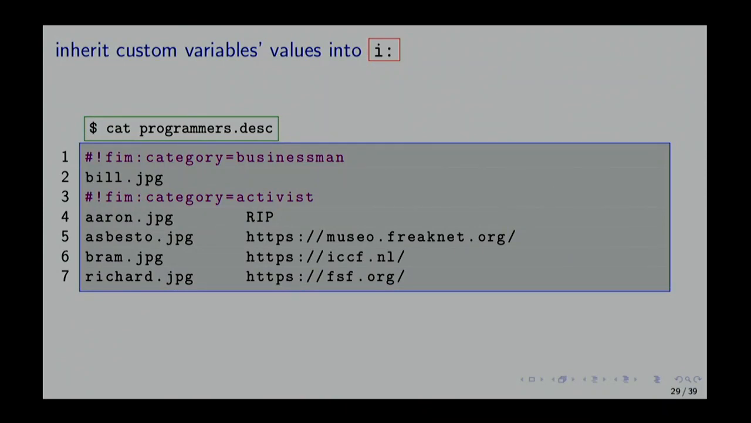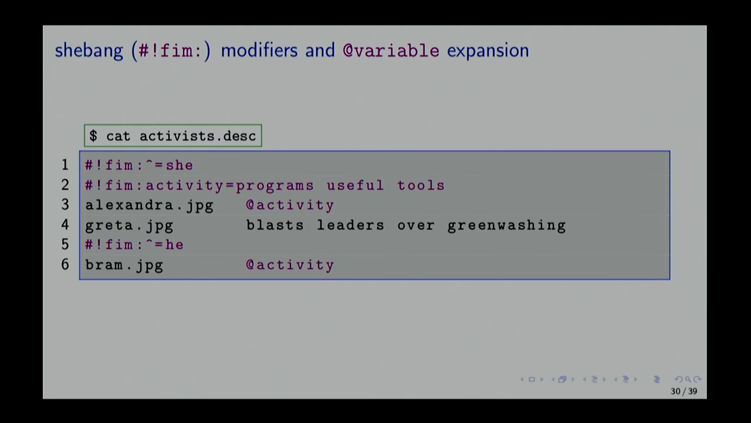You can have in this description file internal variables. So just for the purpose of giving attributes to the files you're about to have in the list. So not only the descriptions, but also attributes. So the Bill will be in the category businessman. Aaron, Asbesto, Bram, and Richard will be in the category activist. So they will inherit those attributes. Furthermore, there are some shortcut syntaxes which prepend text to this description or allow referring to specific variables in those descriptions for the purpose of making them shorter.